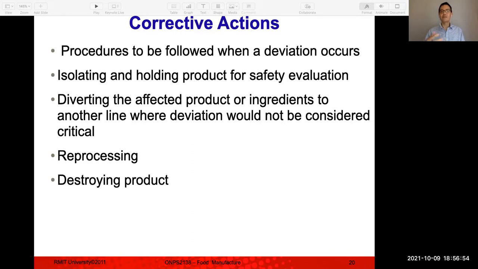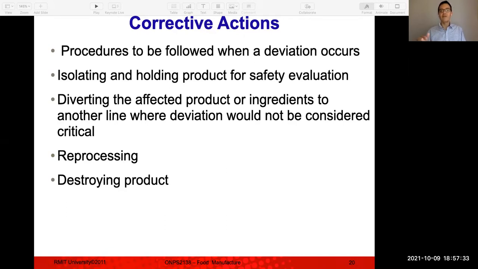Corrective actions are procedures that need to be followed when a deviation occurs. So what are those procedures? What can we actually do when we have that deviation? There are 4 things that could be done. Isolate and hold that product for safety evaluation. We can take that product out of circulation as soon as it's been produced and do some safety evaluation, like microbiological testing, for example, to see if it is actually safe to use.